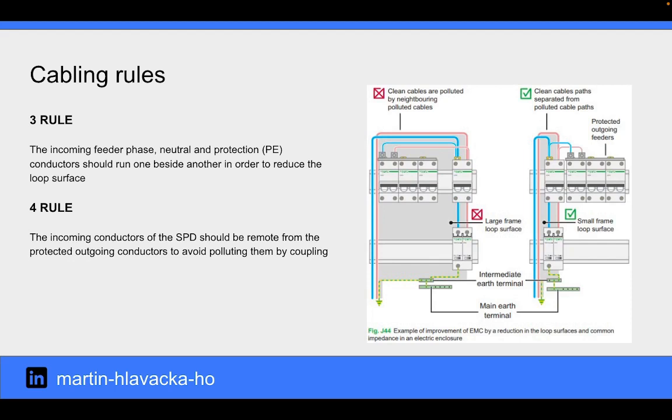The third rule is that the incoming feeder phase, neutral, and protection conductors should run one beside another to reduce the loop surface. The fourth rule is that the incoming conductors of the SPD should be remote from the protected outgoing conductors to avoid polluting them by coupling.